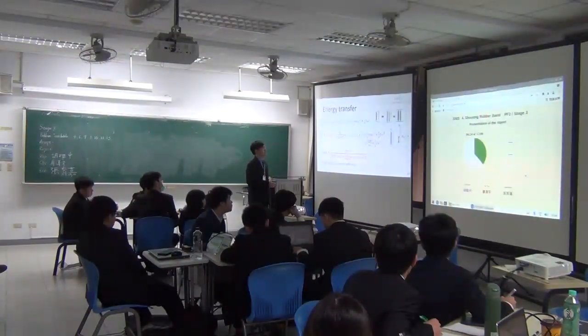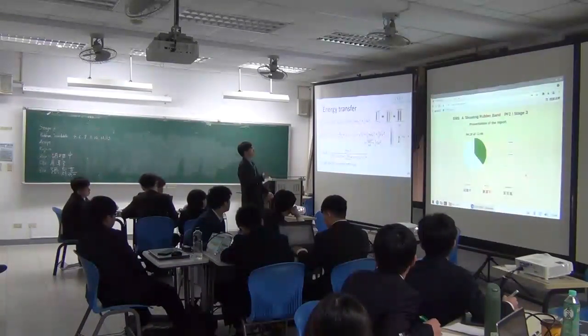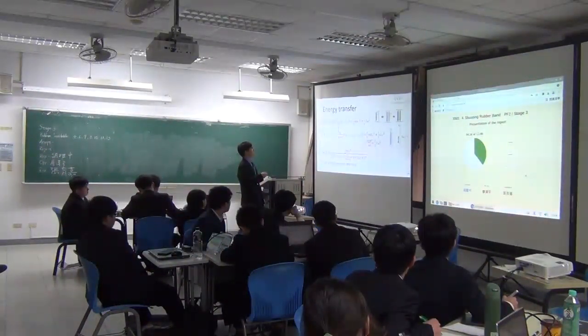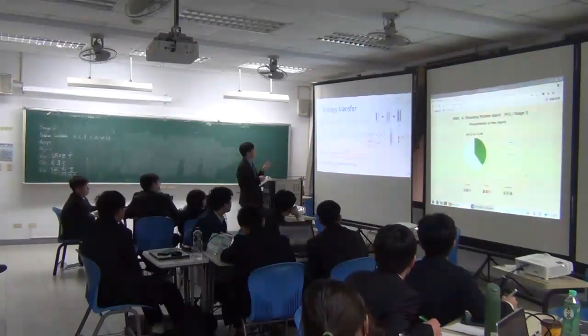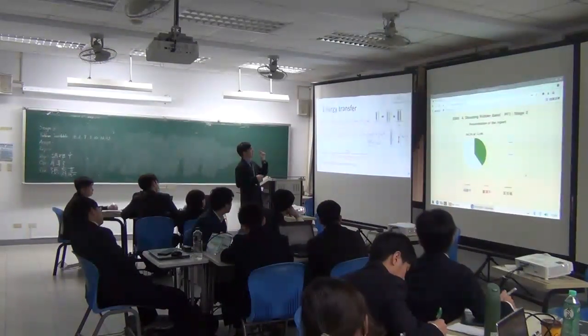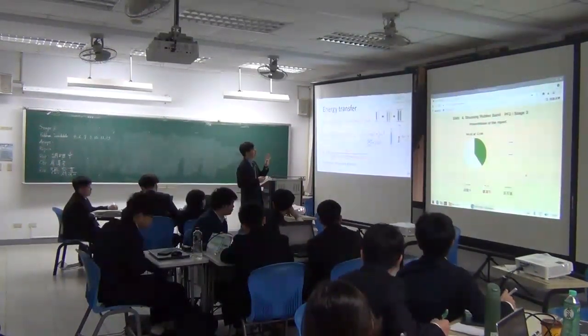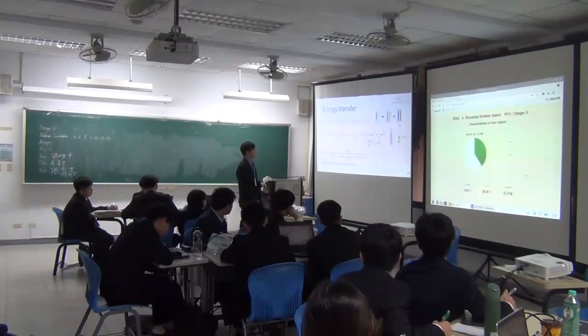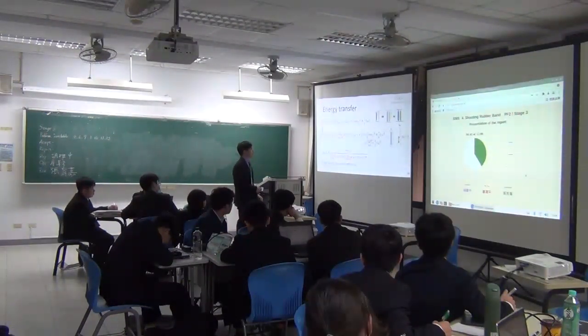And now it's the energy transfer. You can see that we can write down the left side of the spring's elastic constant as this, and the right side of the spring's elastic constant as this, and we can get the beta.